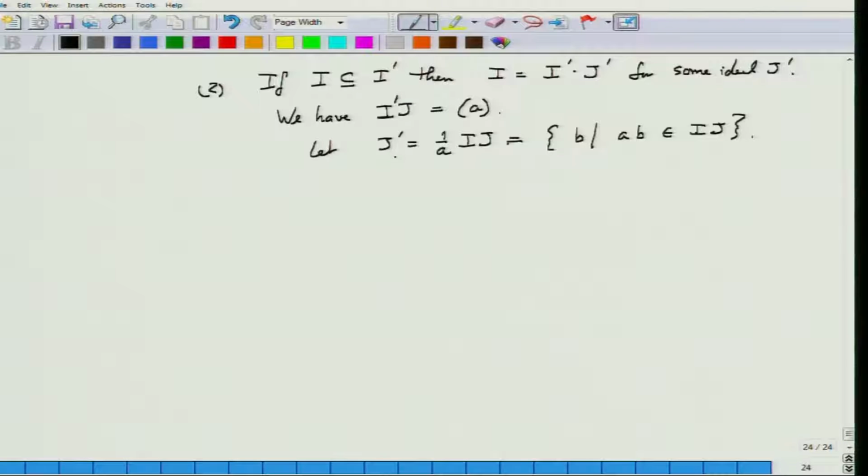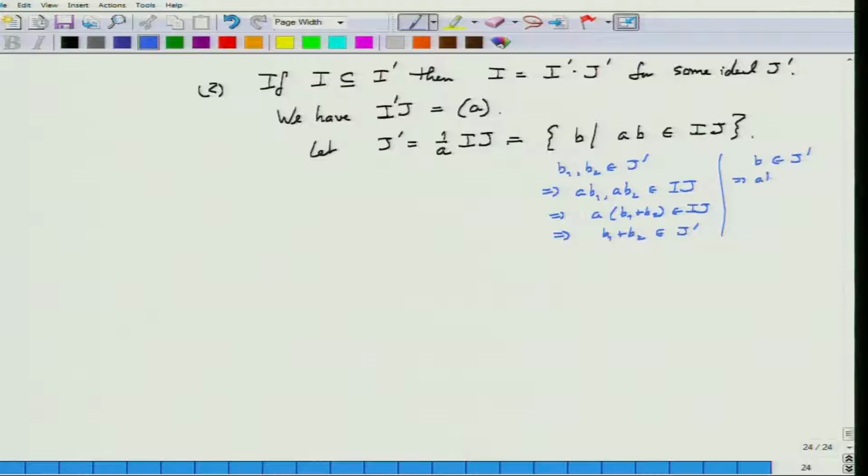because if B1 and B2 are in J dash, then B1 plus B2 — B1, B2 in J dash means A B1, A B2 are in Ij. This implies that since Ij is an ideal, A times (B1 plus B2) is in Ij, and this implies that B1 plus B2 is in J dash. And similarly, if you have B in J dash, then AB is in Ij implies any multiple CAB is also in Ij, Ij being an ideal, and this implies that CB is in J dash. So that shows that J dash is an ideal of R.